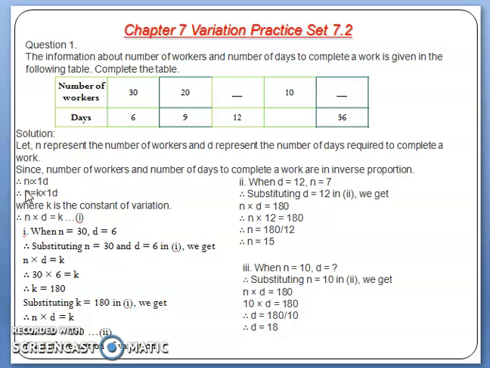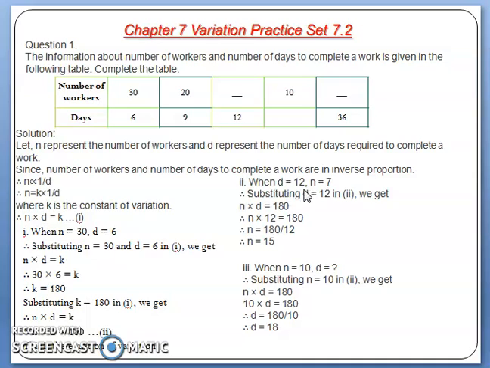we can write n varies as 1 upon d, therefore n is equal to k multiplied by 1 upon d, where k is the constant of variation, so n multiply d equals k. When n is equal to 30 and d equals 6, we can find the value of k after substituting n equal to 30 and d equal to 6 in equation 1. So n multiply d, that is 30 multiply 6, we will get 180. So k is 180. So n multiply d equals k equals 180. This is the equation of variation.